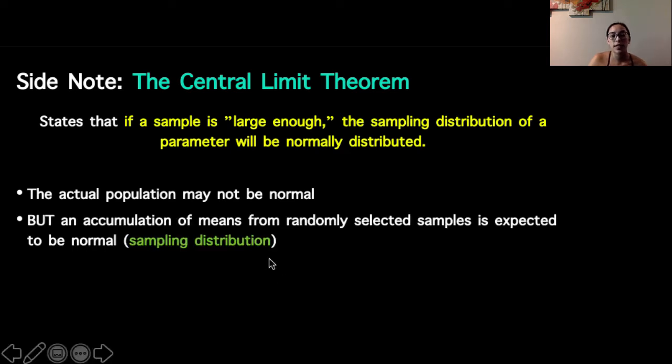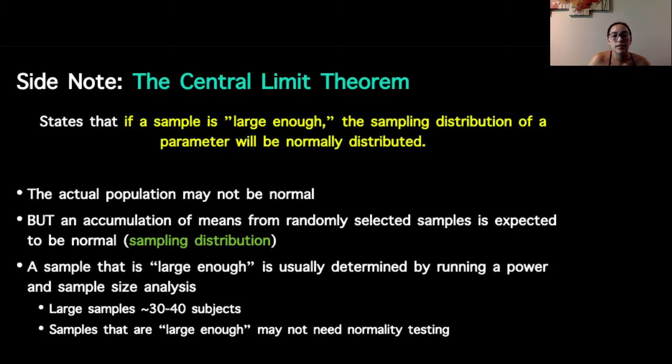But when you take an accumulation of your means, again, from randomly selected samples, that distribution should be normal. So you might not always think that your population is normal, but the sampling distribution of your population should be normal, which is what we're actually comparing when we look at samples. Does your sample's distribution look like the sampling distribution, which is a bunch of randomly selected samples and their means plotted on a regular distribution?